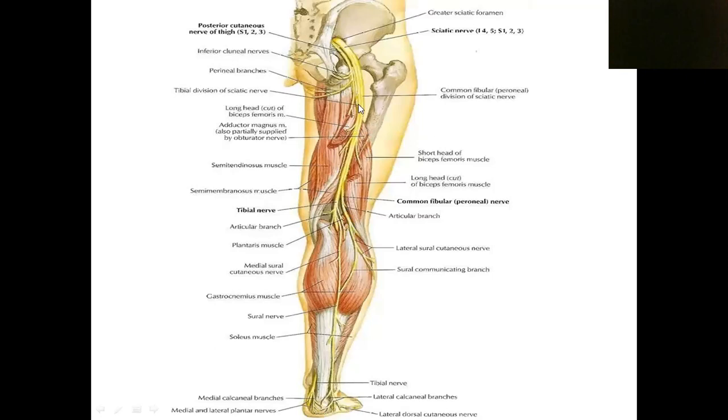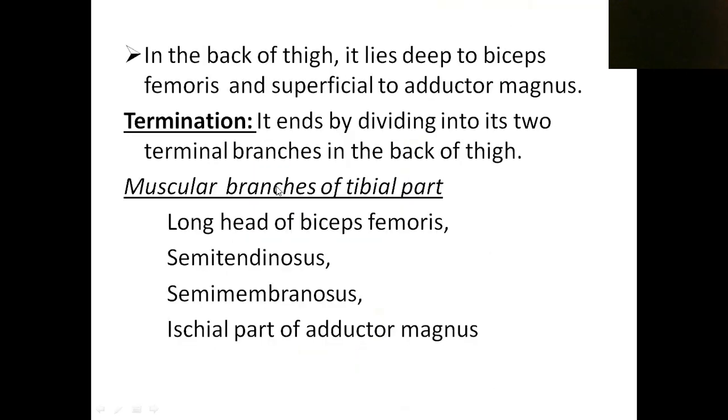I already told you it has two parts, tibial part and common peroneal part. See here, it is dividing into the tibial nerve and the common peroneal nerve. Now, what are the branches of the tibial part?